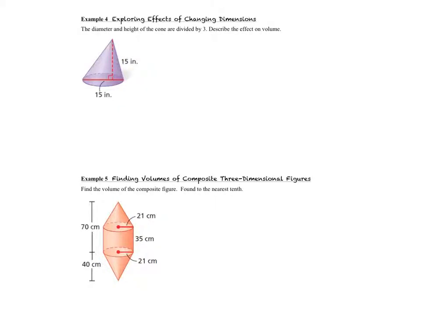Okay, the diameter and height of the cone are divided by 3, so that's like 1/3 if you divide something by 3. So if you take 1/3 to the third power, we can see the effects on it. So 1/3 to the third power is going to be 1/3 times 1/3 times 1/3, which is 1/27. So this is going to be 1/27 of the original volume. The volume will be 1/27 of the original, or divided by 27, however you want to say that.